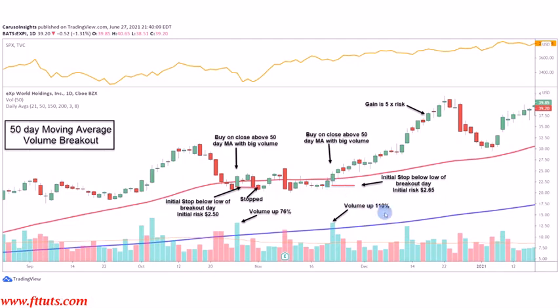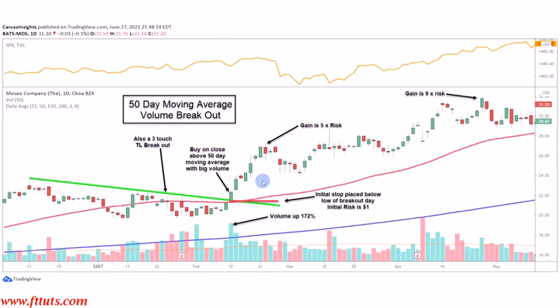Volume was up 110%, and you could have had your stop at the low of the day, which was only $2.65, and relatively quickly you had a move that was 5 times your risk. So not always perfect, but if your losses are 1 times your risk and your gains are 5 times your risk, it's well worth paying attention to this very powerful pattern.